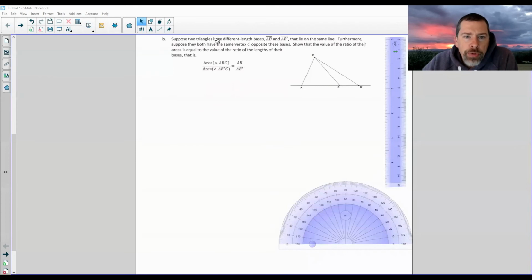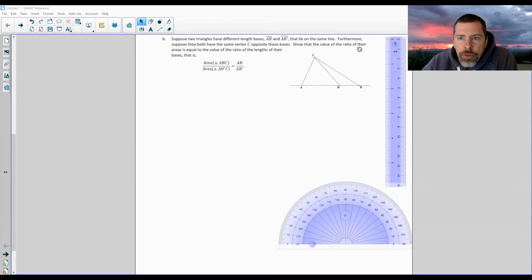Okay, part B says, suppose two triangles have different length bases. AB is obviously shorter than AB prime. So there's two triangles here that lie on the same line. Furthermore, suppose they both have the same vertex, C. So these are two triangles that share a common vertex, but the bases are different. All right. They both have the same vertex, C, opposite these bases.